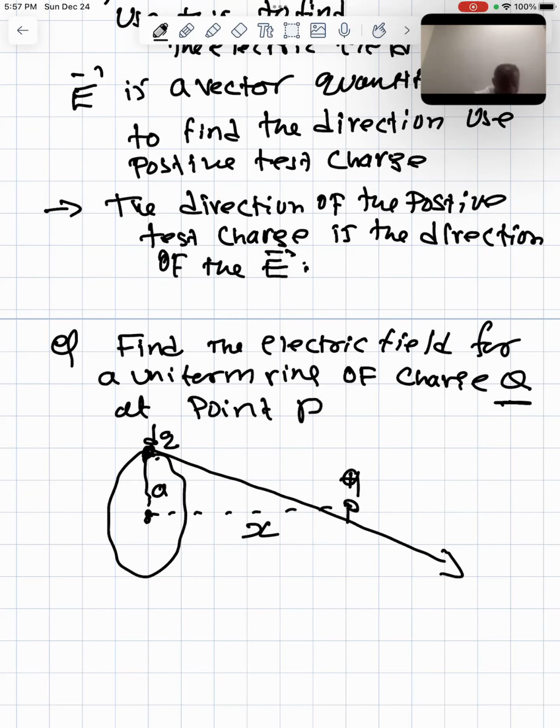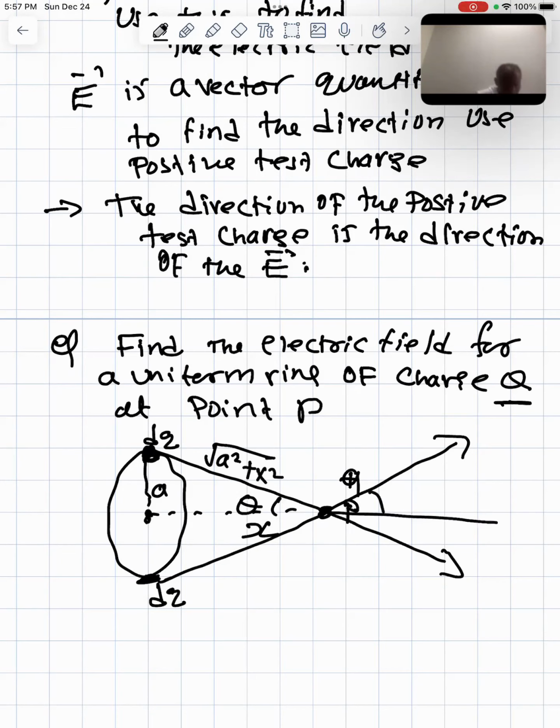But because of the symmetry, you have another dq here. dq is distributed everywhere, so this dq also pushes my positive test charge this way. In every direction there is electric field. From the Pythagorean theorem, the distance from dq to P is the square root of a squared plus x squared. Don't forget. And from algebra, if this angle is theta, this should also be theta.